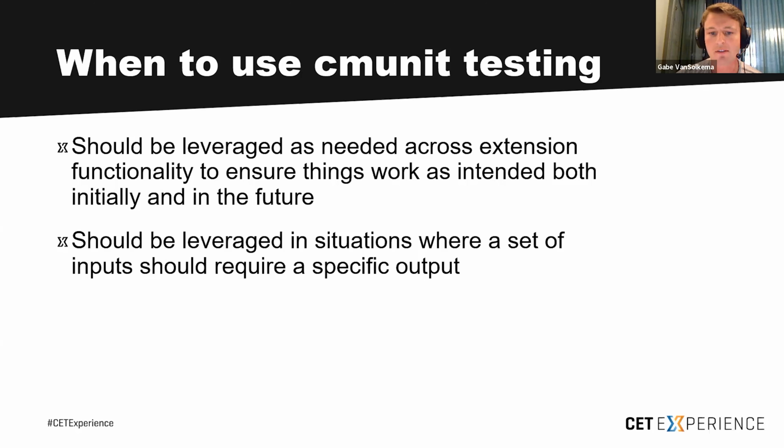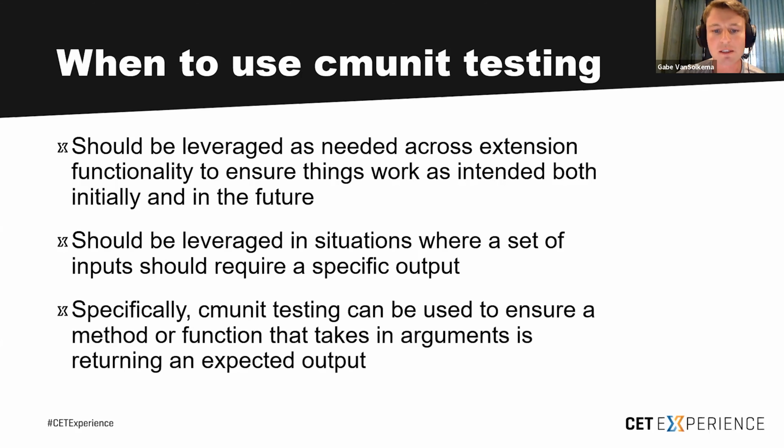And the different inputs could maybe affect said output, but you want to make sure that the output is what you would expect it to be. That's, I think, from a philosophical perspective, when to use this, that's the time to use it, when you have a bunch of inputs that should require a specific output. And CmUnit testing can be used to ensure that a method or a function that takes an argument is returning an expected output. So obviously we all know how methods or functions work.